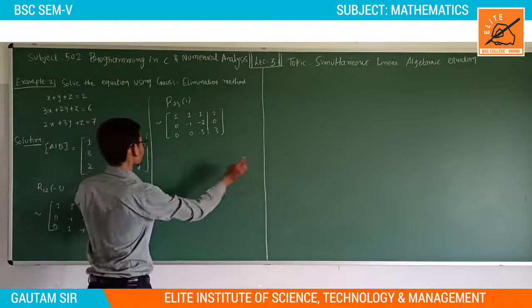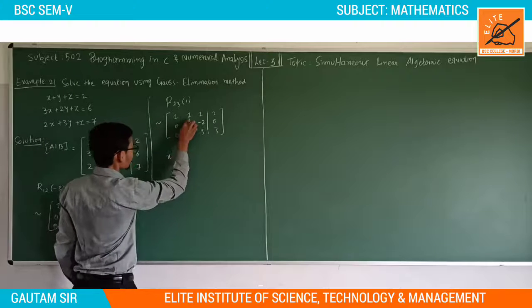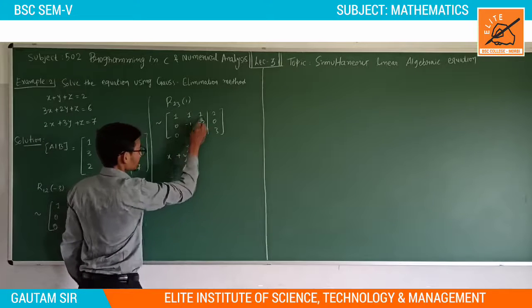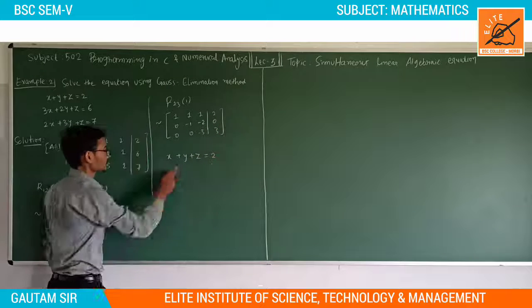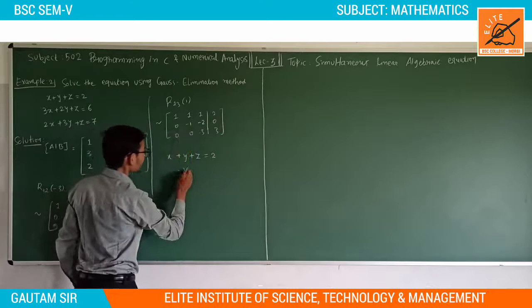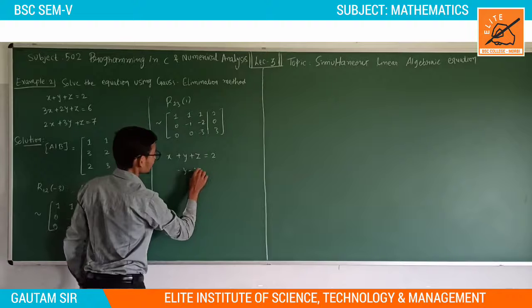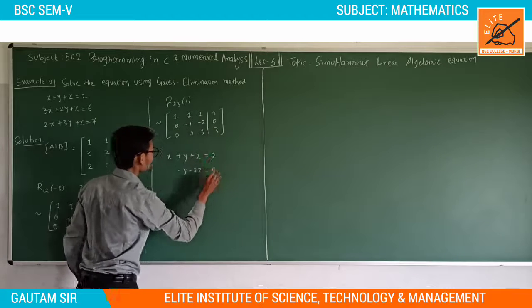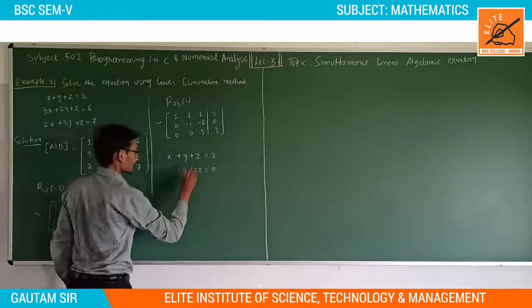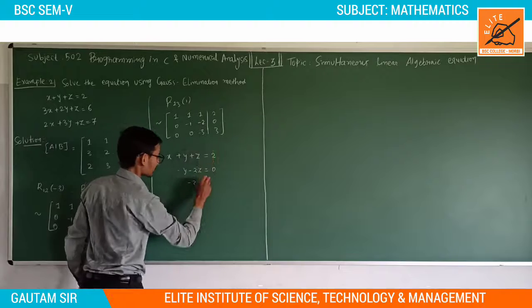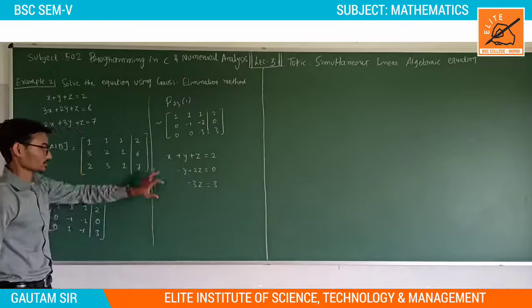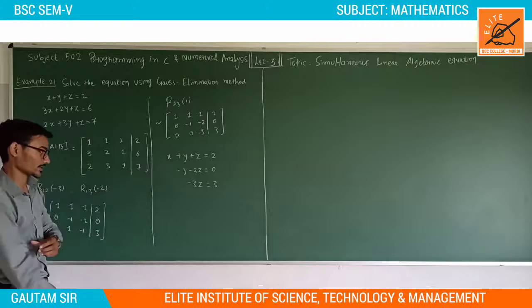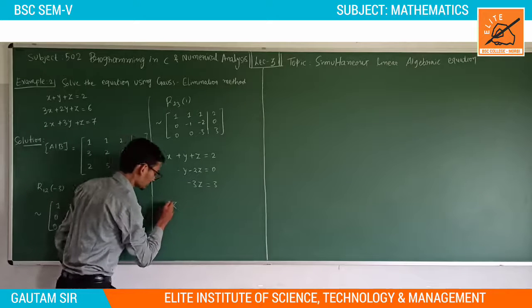We get x plus y plus z is equal to 2. The second equation is minus y minus 2z is equal to 0. The third equation is minus 3z is equal to 3. So we solve these equations.